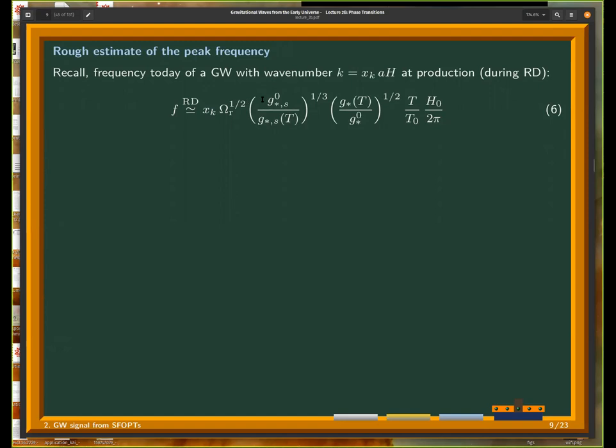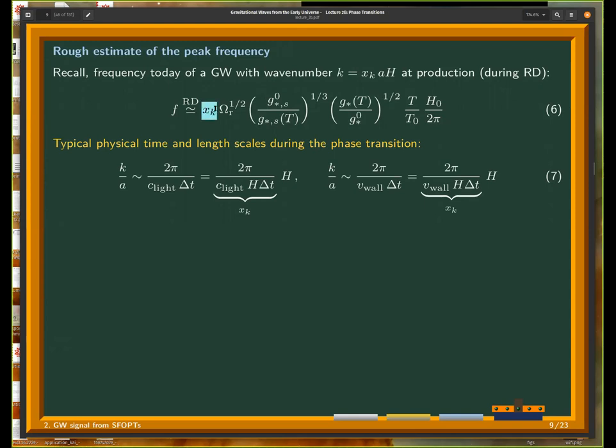So the prefactor x takes into account how large the typical wavelengths are at the time of production compared to the Hubble radius at the time of production. So let's try to estimate this x of k. The typical physical time and length scales during the phase transition are as follows. The typical physical wave number k over a will be given by 2 pi over the typical duration of the phase transition, delta t.